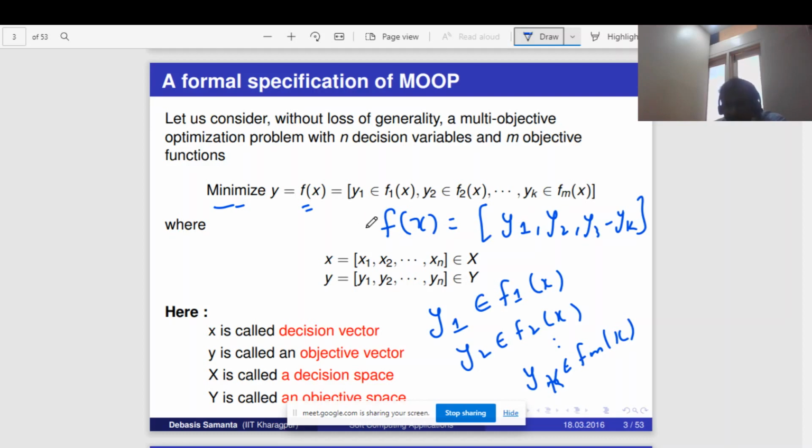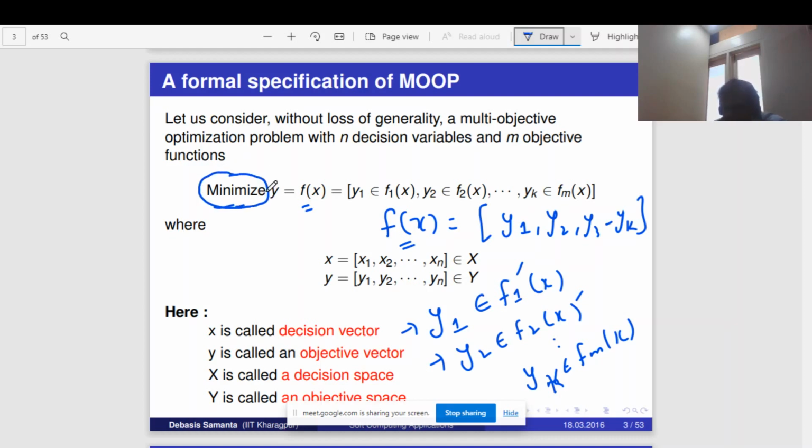The point is that this function itself contains multiple functions. This f of x, you can call it a bigger function. It contains y1, y2, y3, and so on, where each of these values comes from f1 of x, f2 of x, up to fm of x. So each contains multiple functions. Some of these functions we want to maximize, and some we want to minimize, but as a whole here we are mentioning only minimize. We are not mentioning maximize.